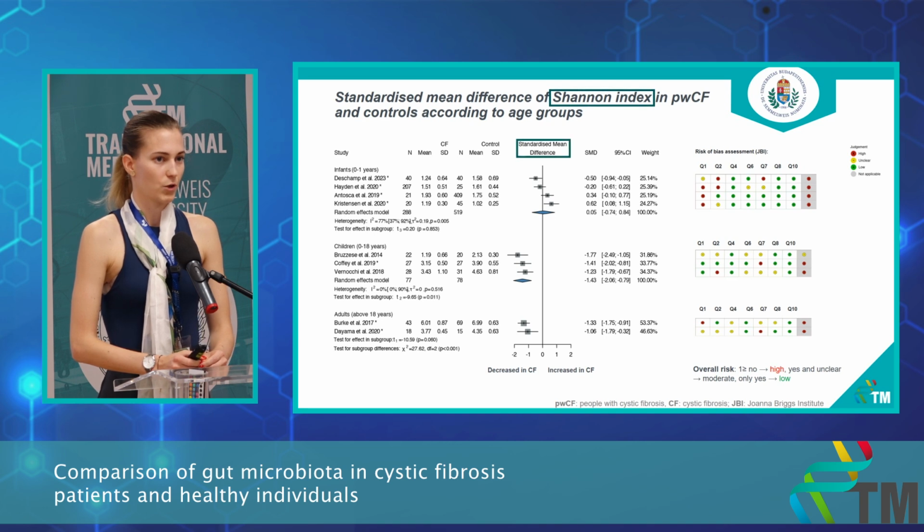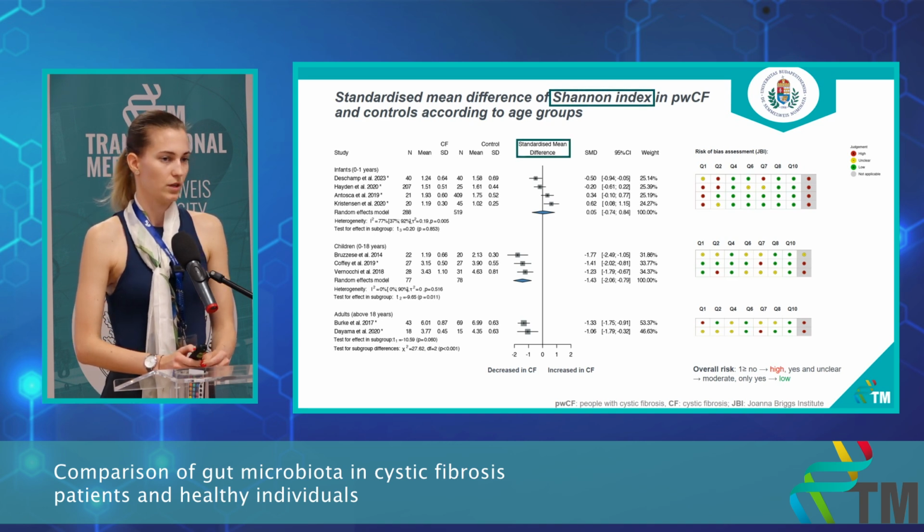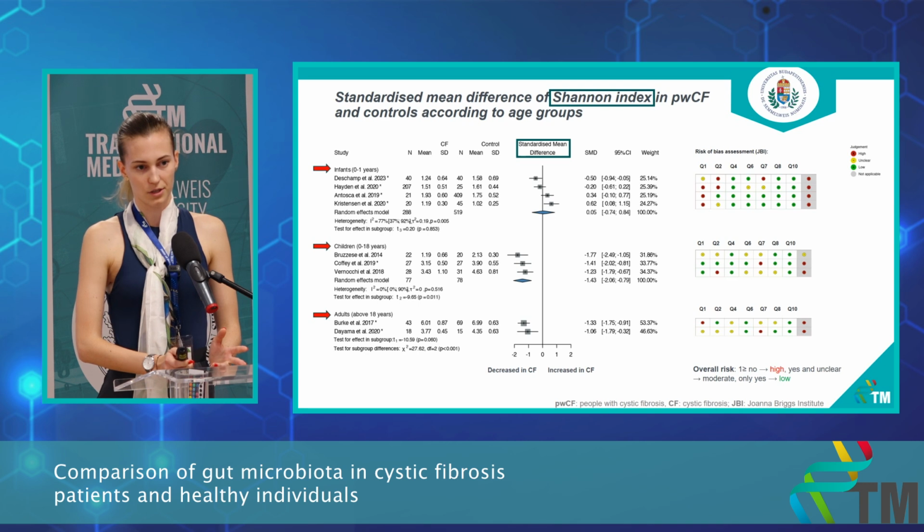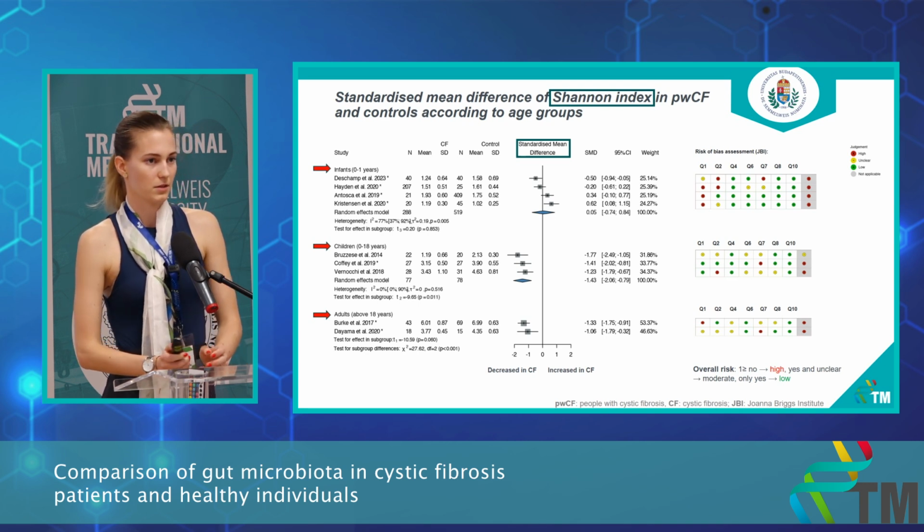We compare the standardized mean differences between CF patients and controls. We could form 3 subgroups: infants, children, and adults. And if the articles lie on the left side of the line of no effect, it means that CF patients have a decreased diversity compared to controls. If they lie on the right side, it means it is increased.